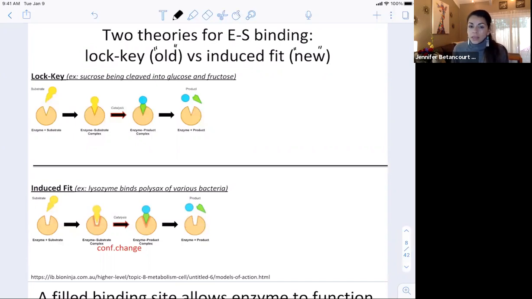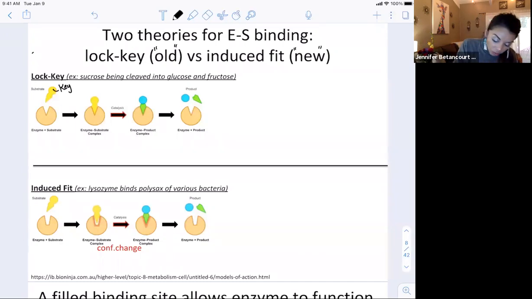So the old model is like a lock and key, and everyone knows what a lock is. Everyone knows what a key is. If you still drive an old car like me, you actually still have to put a key into the ignition and turn it, okay? But everyone lives in a house and has a key with a door, you have to turn the key. You can't just use any old key, you have to use the key. All right, so that's the same idea here where the enzyme is the lock and the substrate is the key. Because substrates in general are much smaller than big, giant, quaternary or tertiary structured proteins.